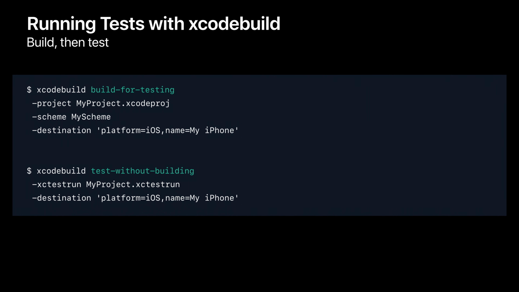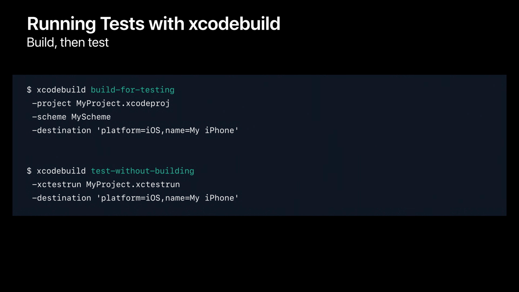The second is to build and then test. This splits up the actions of building and testing into 2 separate invocations of Xcode Build. One of the primary use cases of this functionality is to have one machine dedicated to building and another dedicated to running tests, which is the workflow that we're trying to achieve.